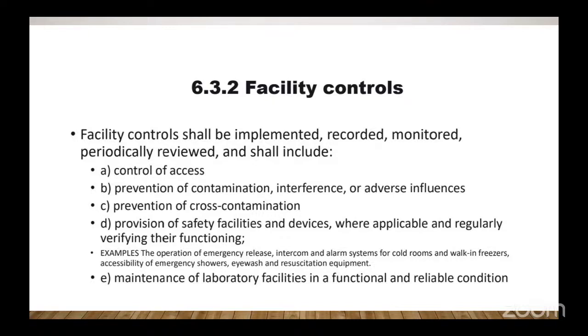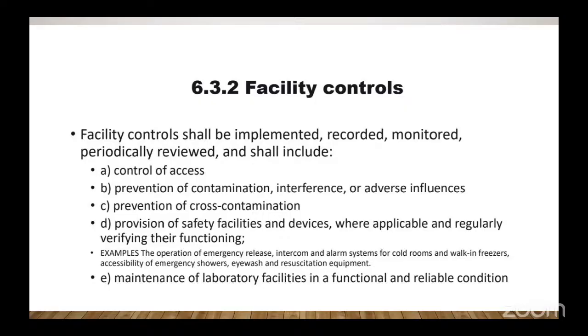For example, it could be the operation of emergency release, intercom, alarm system for cold rooms, walk-in freezers, stability of emergency showers, eye wash station, and resuscitation equipment. All these and more are part of safety facilities and devices.